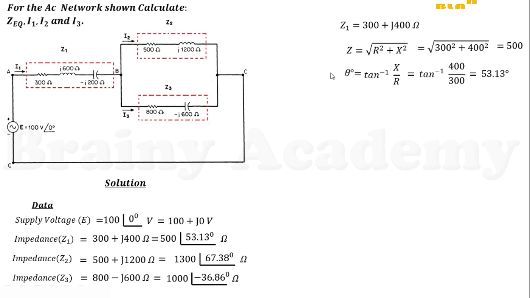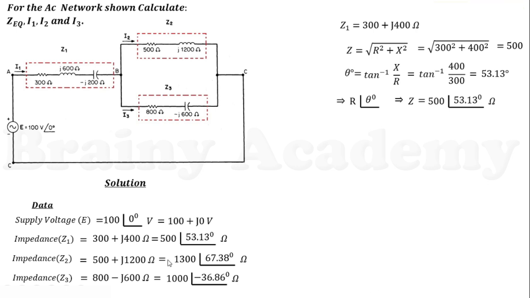So the magnitude is 500, and the angle theta is 53.13 degrees. To convert into the form R angle theta degrees, Z is going to be 500 angle 53.13 degrees. So that is what we have here, Z1, which is 300 plus j400 ohms in the rectangular form. To convert into polar, we got 500 angle 53.13 degrees. I hope you understand.